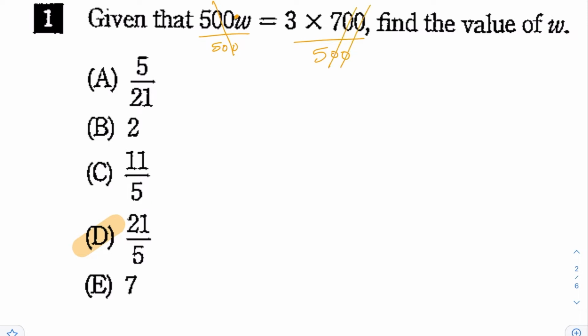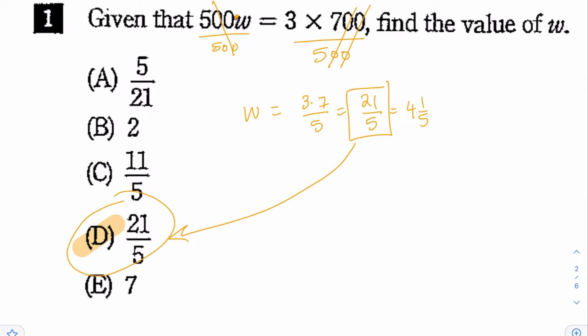So here the zeros will cancel out on the right side if you divide by 500, and you get W isolated on the left, which is equal to 3 times 7 divided by 5, which is just 21 over 5, or 4 1/5. Now you do see the improper fraction here in choice D, so that's going to be your answer.